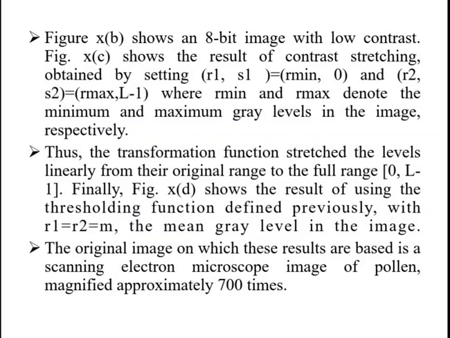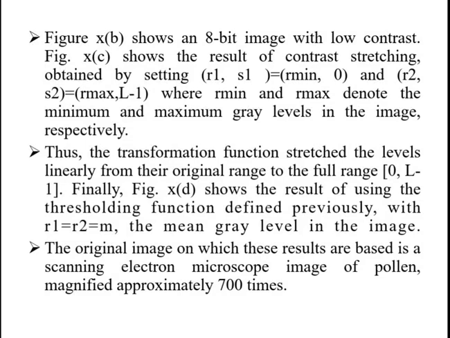Figure (b) shows an 8-bit image with low contrast, and figure (c) shows the result of contrast stretching obtained by setting (r1, s1) = (r_min, 0) and (r2, s2) = (r_max, L-1), where r_min and r_max denote the minimum and maximum gray levels in the image, respectively. Thus, the transformation function stretches the levels linearly from their original range to the full range, that is, 0 to L-1.